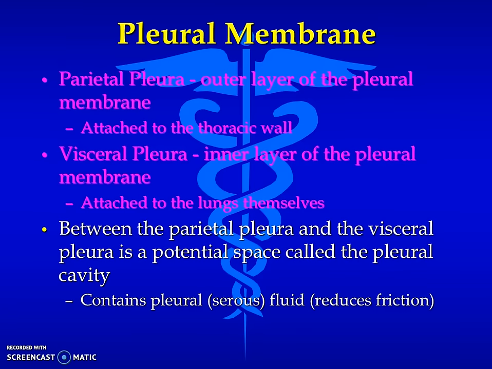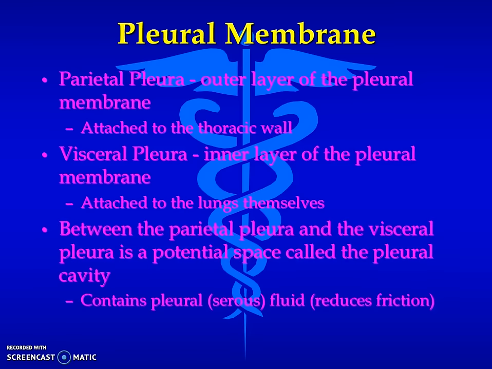And then between the parietal pleura and the visceral pleura is a potential space called the pleural cavity, which actually contains the pleural or serous fluid, which helps to reduce the friction. So whenever our lungs are continually expanding and relaxing, that friction that occurs when that happens, it helps to reduce it, so there's no damage done to the tissue of the lungs or the tissue surrounding the lungs.